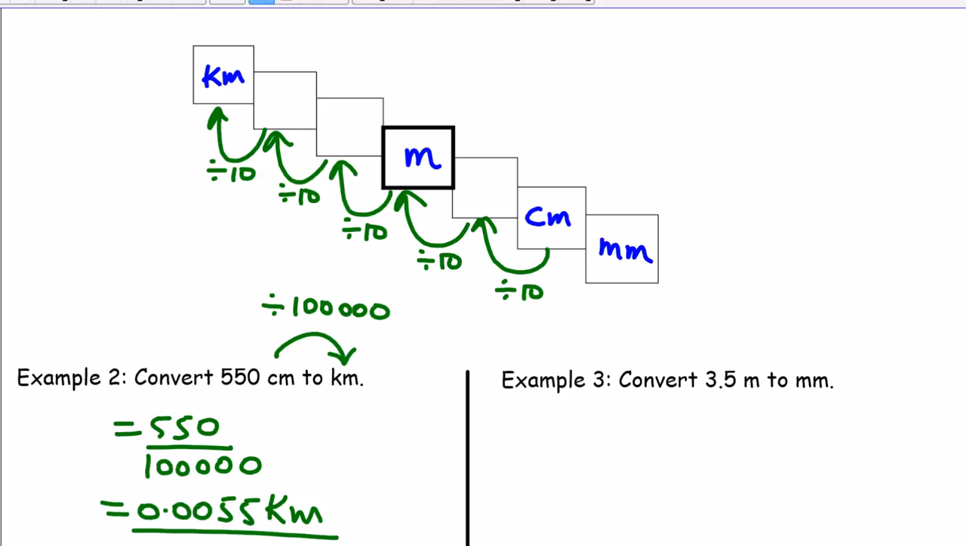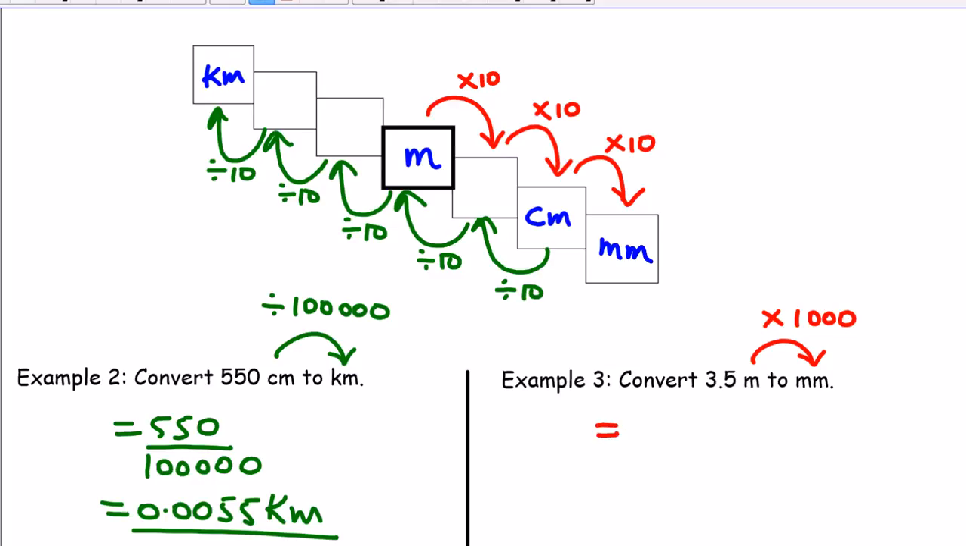Now, suppose you're converting from meters to millimeters. Now, meters to millimeters, that means you're going downhill. So 1, 2, 3. Remember, that's multiplied by 10, multiplied by 10, multiplied by 10. And that's equivalent to multiplying by 1,000. So this will be equal to 3.5 multiplied by 1,000, which will be equal to 3,500 millimeters.